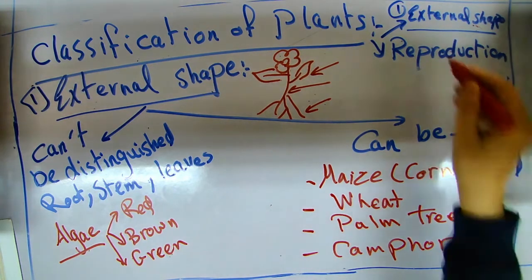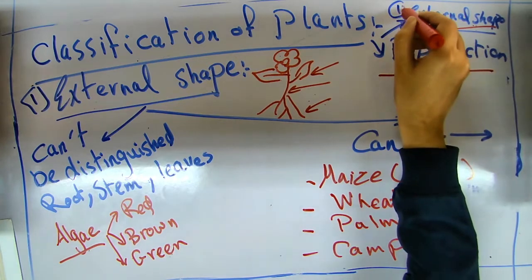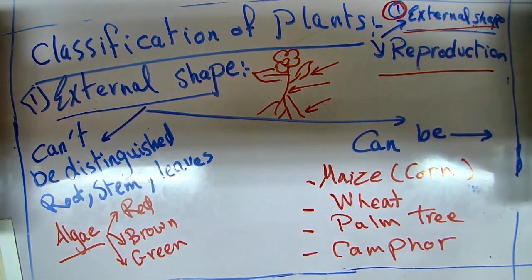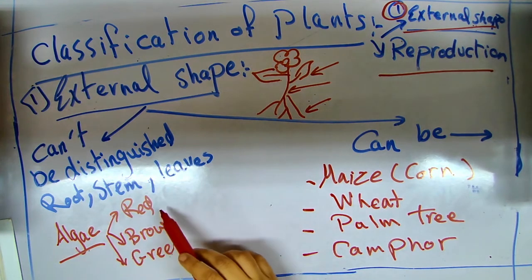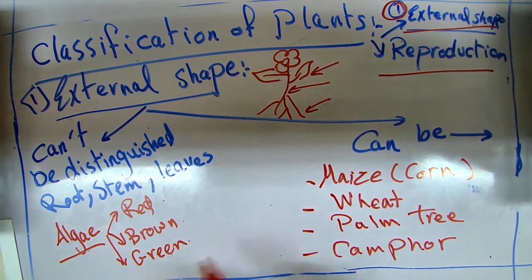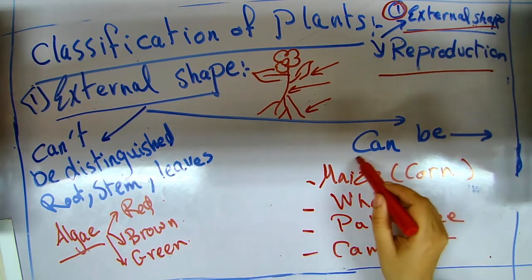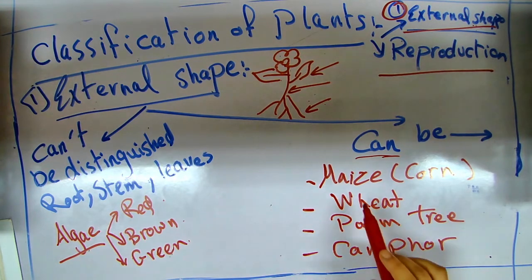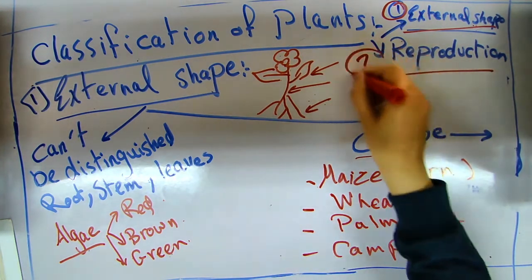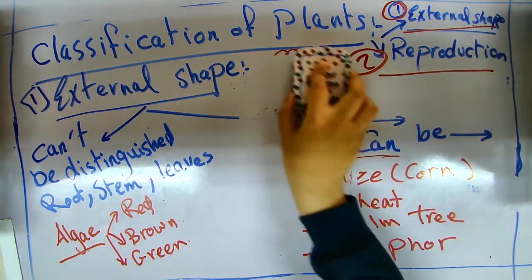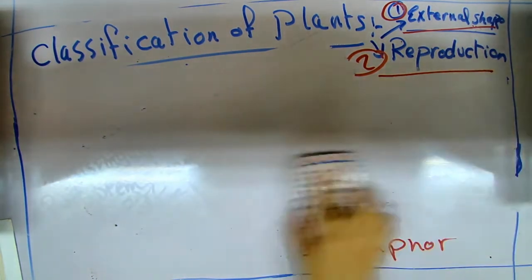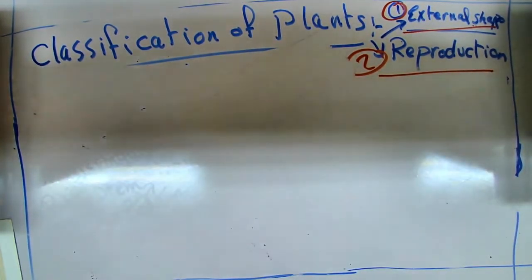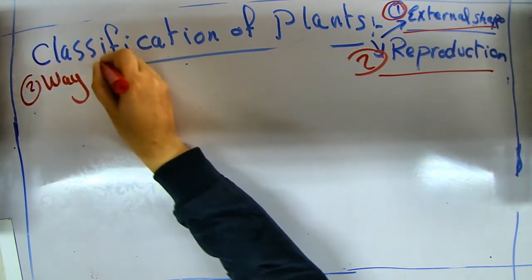Classification of plants, we will talk about external shape and way of reproduction. We studied the first point, which is external shape. Some plants can't be distinguished into roots, stems, and leaves, like algae with its three colors, red algae, brown algae, and green algae. And most plants can be distinguished into roots, stems, and leaves, like maize or corn, wheat, palm tree, and camphor. Now we will talk about the second point, which is way of reproduction.